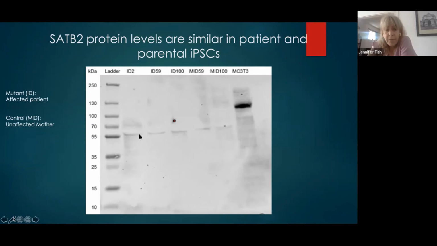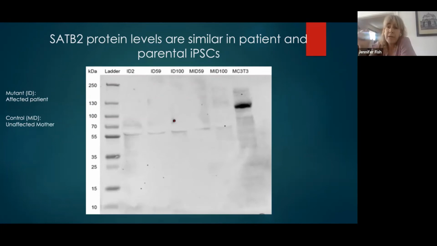And the SATB2 band is this one. And what I hope that you can see is that it's very small or light. It's not dark, and it's not very different among any of the patients and the parents. And that is relative. So this is what we use as a positive control. This last lane, which is SATB2 in bone cells, you can see is a quite bright band.